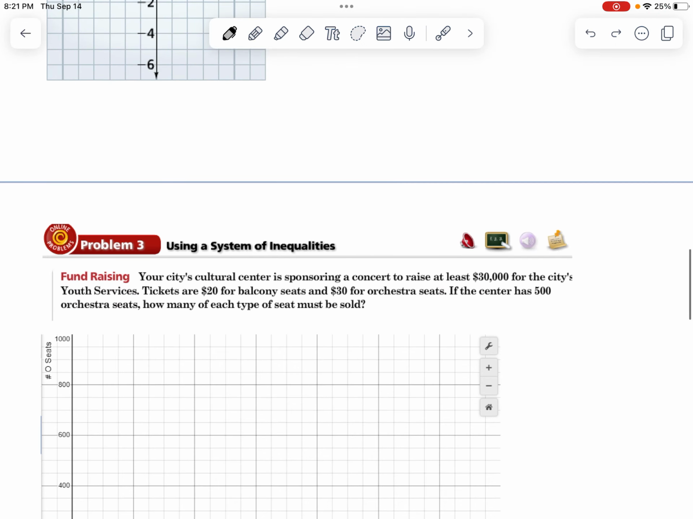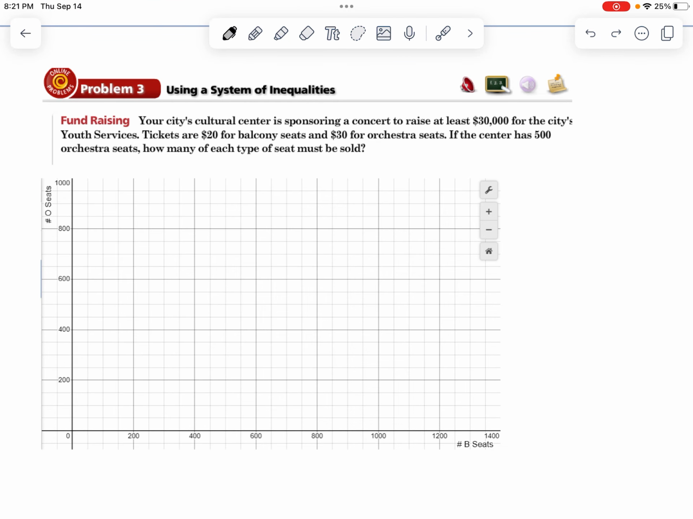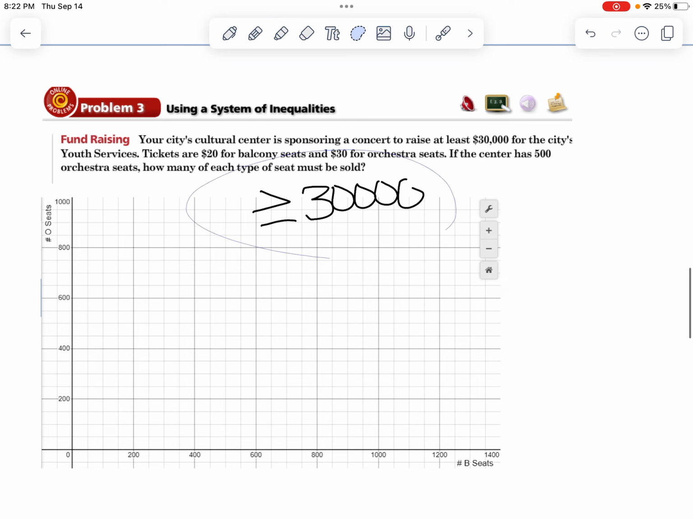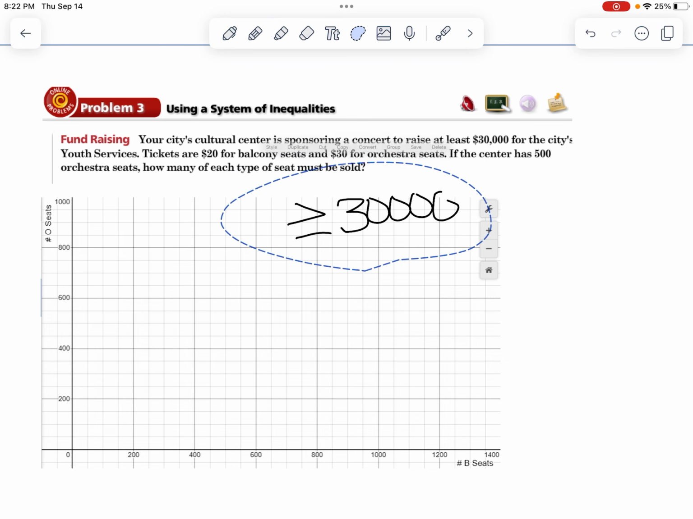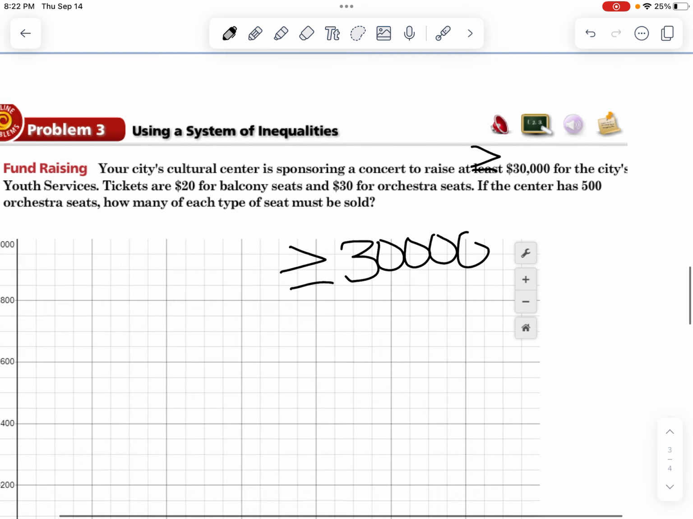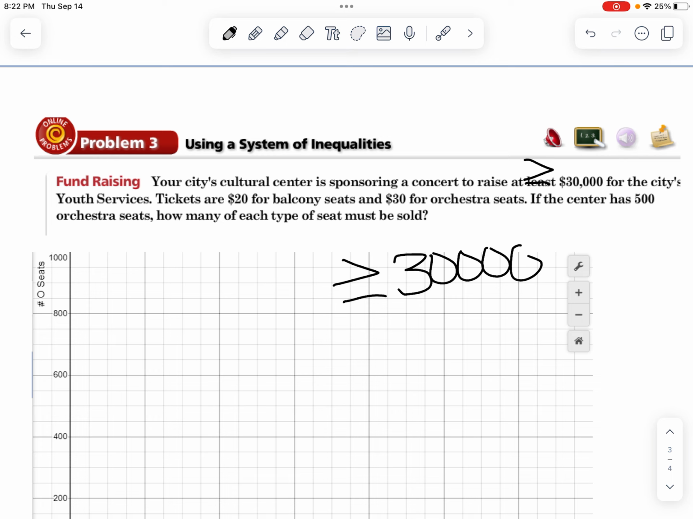Okay, now we've got to do word problems. They do exist, and they're really important. I knew what the answers were going to be, so you can see I already drew my scales on my x and y axis. That's a skill you're going to need to develop as we move along. Your city's cultural center is sponsoring a concert to raise at least, so at least is greater than or equal to $30,000. If anybody did print this, you're going to want to keep all that over there. I'm going to shrink it down when I'm done. So at least $30,000, greater than or equal to $30,000 for the youth services.